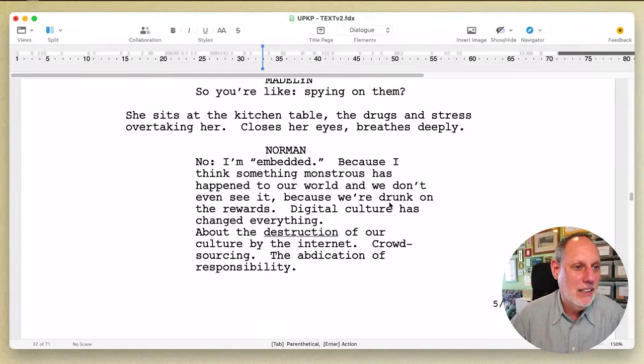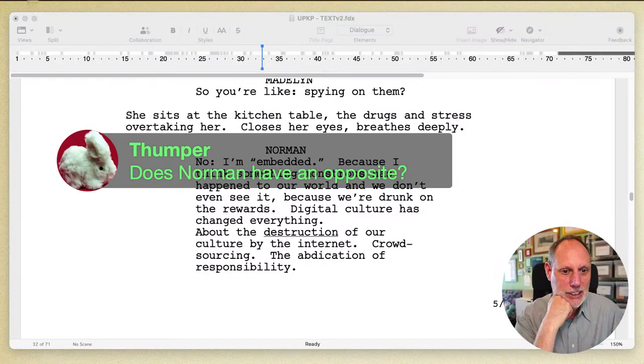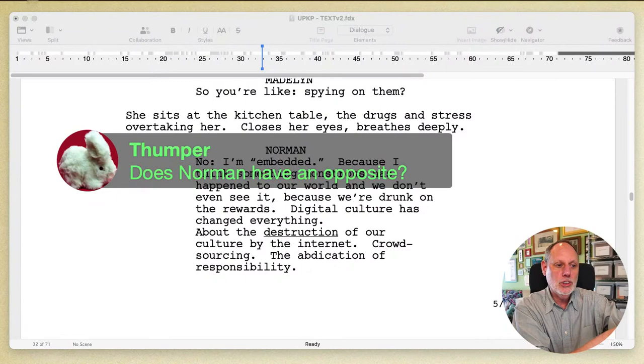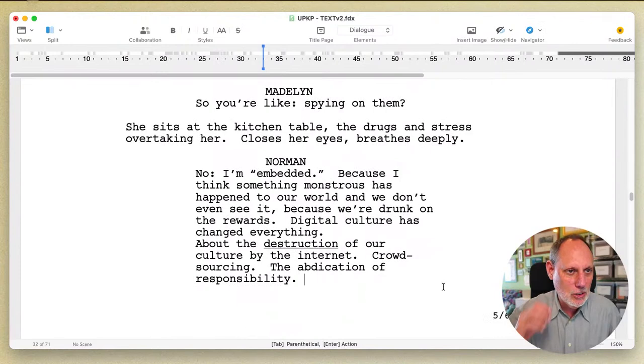Does Norman have an opposite? That's a good question. In some ways, Madeline is his opposite, and in other ways, Xena. It depends on what part. If you mean someone who's speaking for online culture, then definitely Xena. But that's scary because she turns out to be a serial killer after a while, and I'm sure she'll kill other people. But I do believe other people will speak for online groups more. I just haven't figured that out yet.